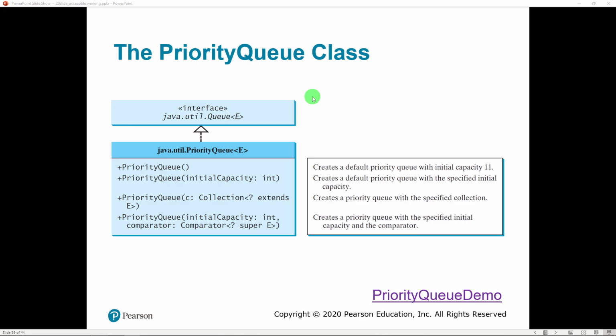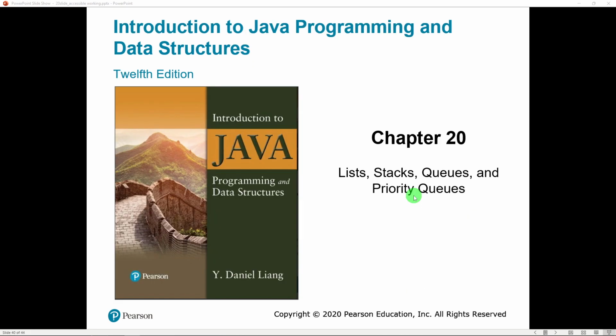Here's the priority queue class. You can see some of its methods to create a default priority queue, create a default priority queue with initial capacity. If you just do it empty, it creates a capacity of 11. We can take any collection and turn it into a priority queue. That's all I'm going to say about priority queues.